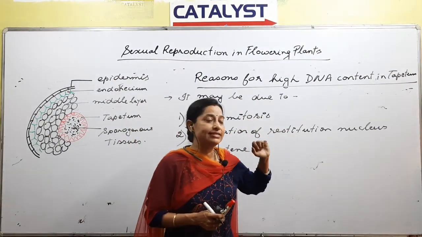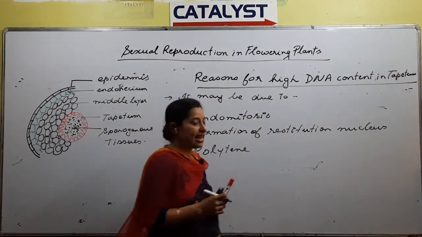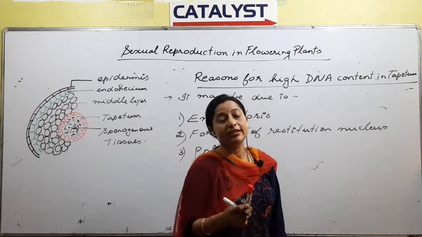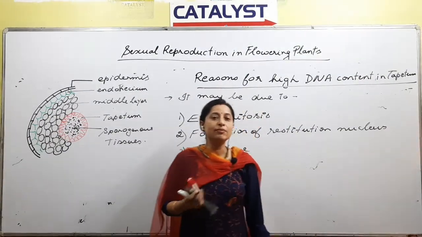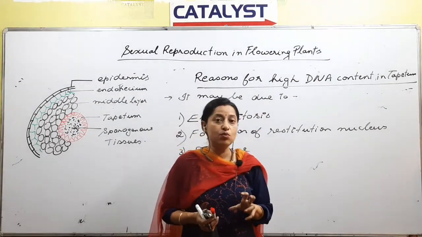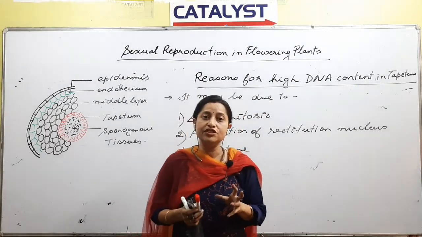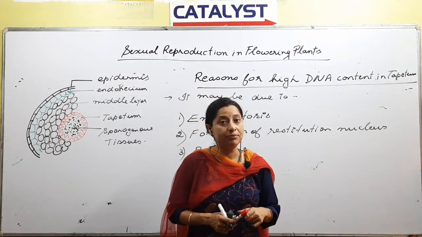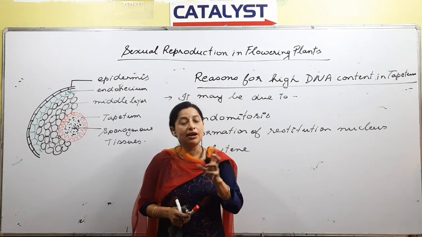Now what is endomitosis? Endomitosis, endo means what? Inside, right? And exo means outside. So endomitosis is a process of mitosis in which all the stages of cell division occur within that nuclear membrane. Normal mitosis and endomitosis are different.